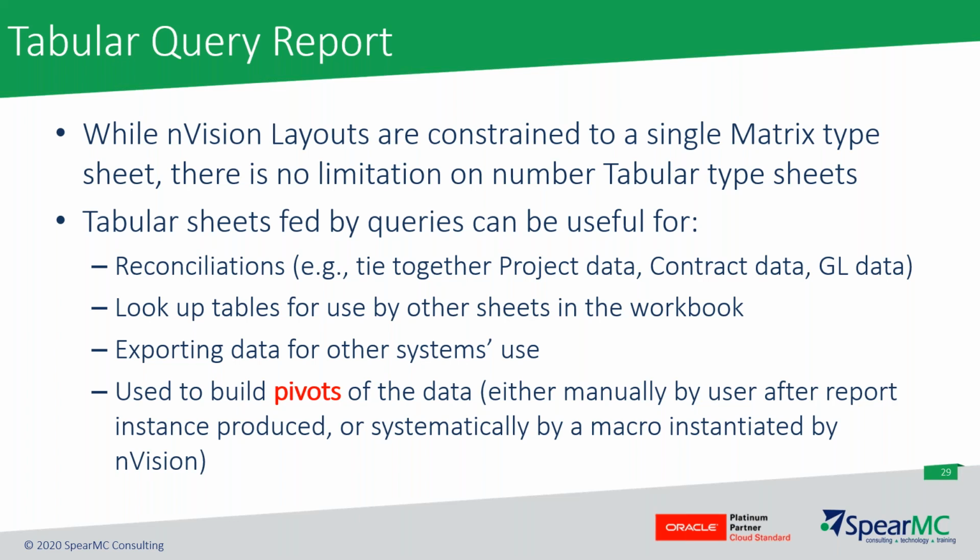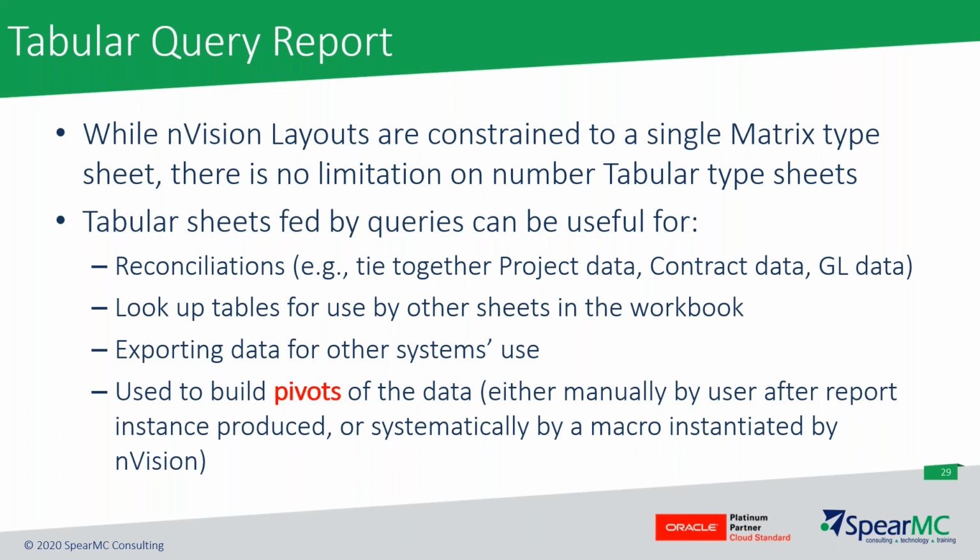Other things it could be useful for is lookup tables for use by other sheets in the workbook. So if you had other sources of data coming in and you wanted to look up data within the Oracle PeopleSoft system, you can do that. Also exporting data for other systems' use. So the example of that flattened tree, that might be something that if you have another system that your interface is just a flat file or a spreadsheet upload that you're manipulating, if you wanted to be able to pass them data very quickly during the development phase without building a true interface, you could do this sort of thing with the report as well.